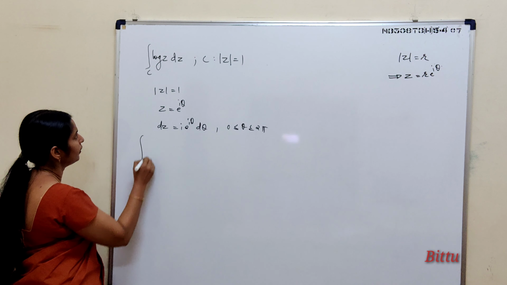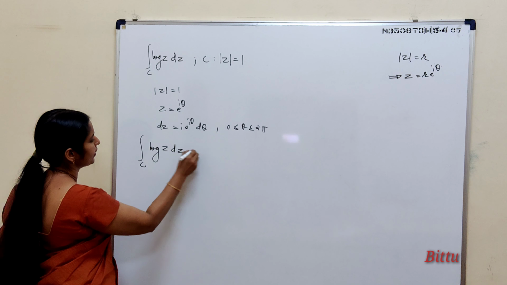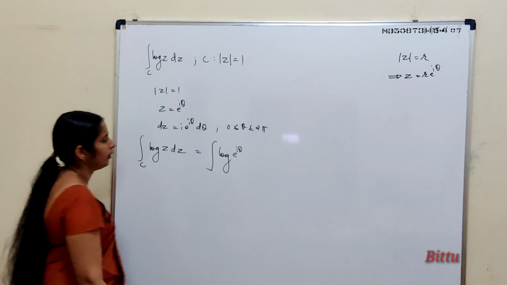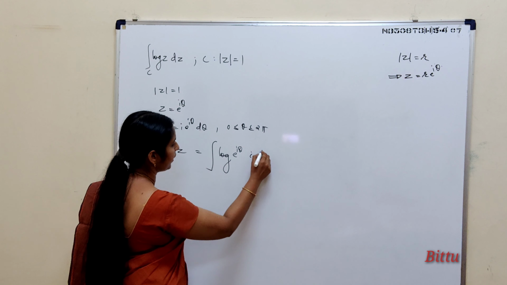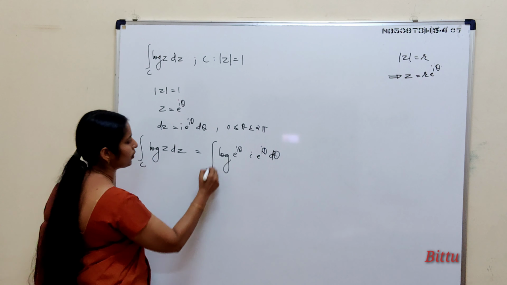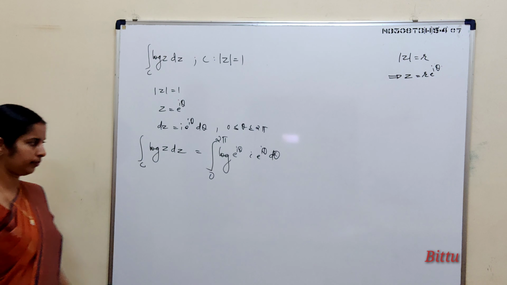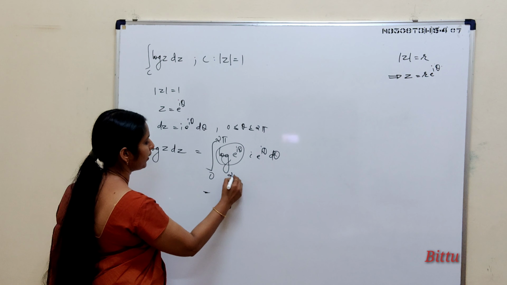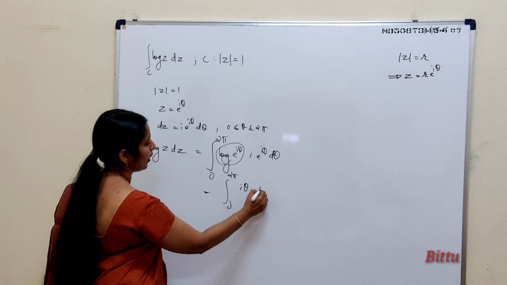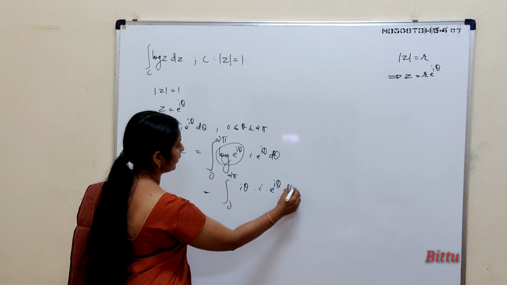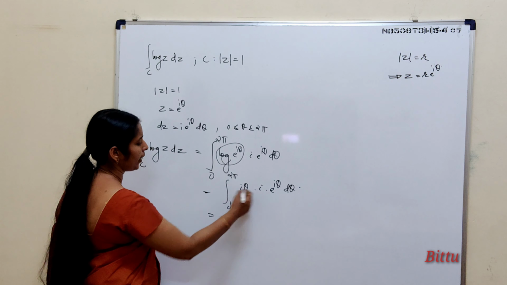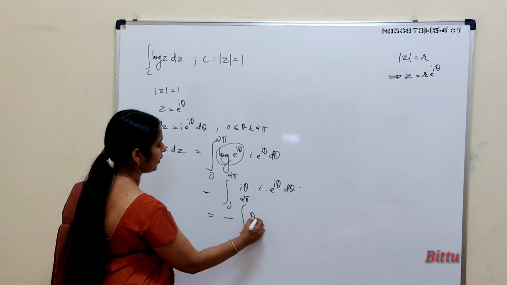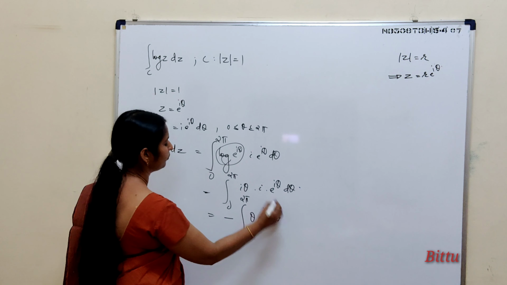Next, consider the integral over C of log z dz. Let z be e raised to i theta. Then dz is i e raised to i theta d theta. Theta varies from where to where? It is from 0 to 2 pi. What is log e raised to i theta? It is i theta into i into e raised to i theta d theta. I into i, that is i squared, is minus 1. So minus the integral from 0 to 2 pi of theta e raised to i theta d theta.